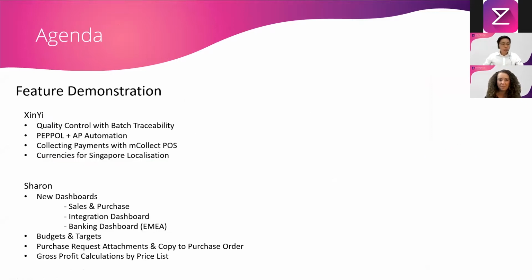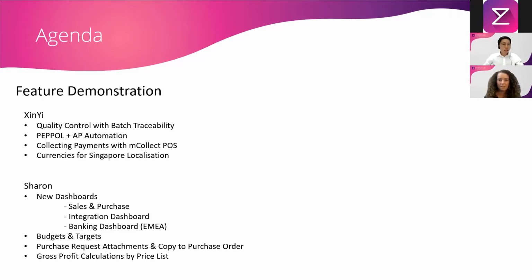So for today, I will go through first the quality control of batch traceability, the PEPO and AP automation, which allows you to easily send and receive invoices from your customers and suppliers, collect payment using mCollect POS. Basically, it's a mobile application which allows you to collect payment on the spot, different currencies available for the Singapore localization.